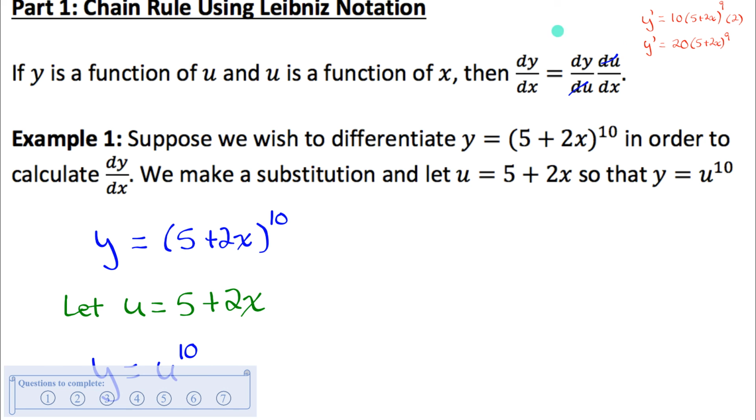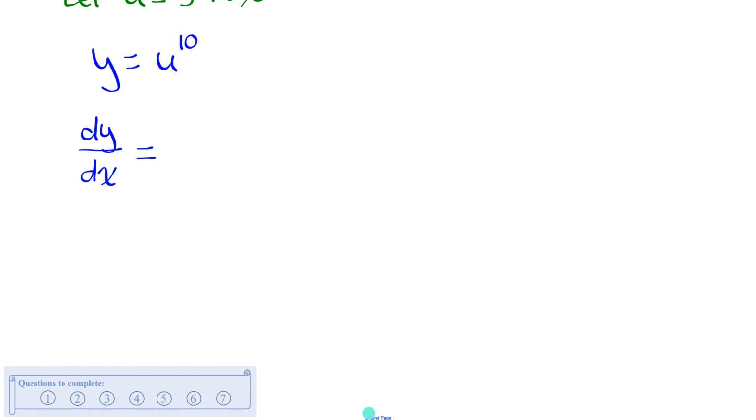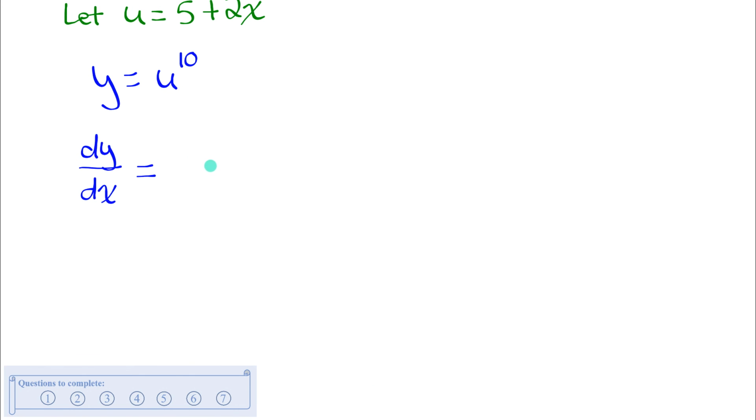So hopefully you can see why the two sides of that equation are equal. So if we want to differentiate y with respect to x, but y is a function of u, what we do is we first differentiate y with respect to u, and then multiply that by the derivative of u with respect to x. And once again, hopefully you see that these two things are equivalent because those can cancel out. So we end up with dy over dx. And let me show you how this works.